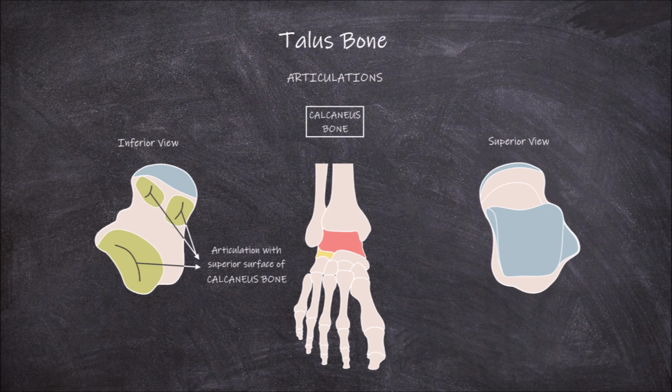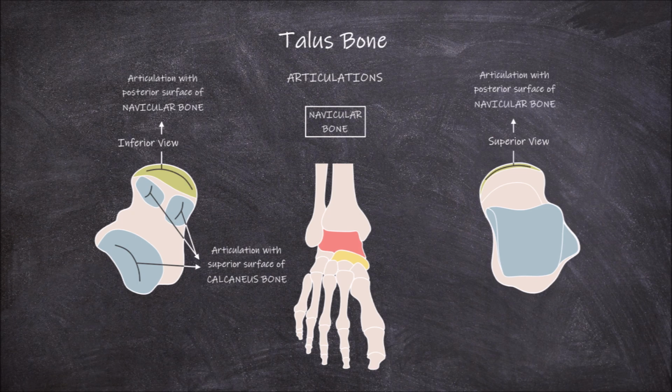The second articulation is with the navicular bone. The large facet on the distal surface of the head of the talus bone articulates with the facet on the posterior surface of the navicular bone.